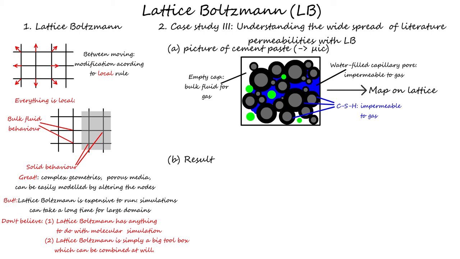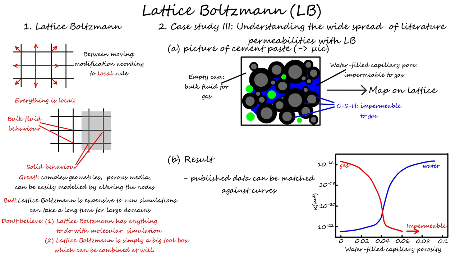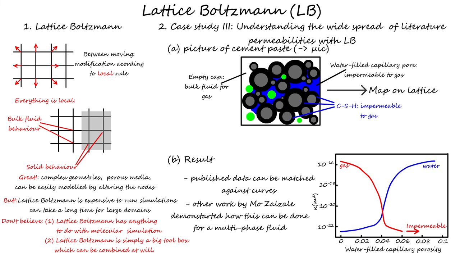The result is plotted as water-filled fraction of the capillary pores of the total sample volume against the permeability. The curves for water look like this, for air like this. It was demonstrated that a variety of previously published literature data could be placed on this curve if the sample conditioning, or in other words, the degree of filling of the capillary pore space, was taken into account. This work was just carried out for a single-phase fluid, like water or pure air. Current work, which has already been begun by Mo Zalzaleh and Peter MacDonald, extends these ideas towards multiphase fluids, which would enable the simulation of sorption isotherms in the cement paste.